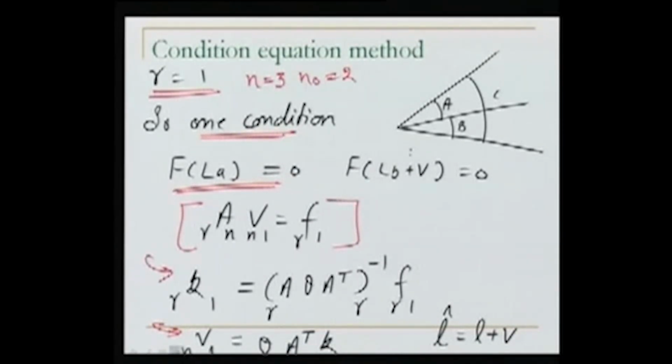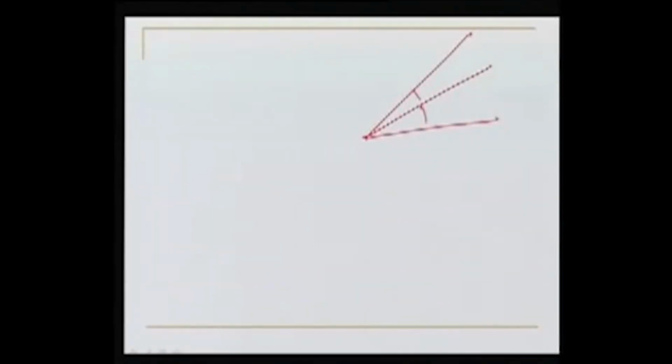Let's write the condition. Our observations are A and B, and C is the third observation. Now what is the condition here? The condition here I can write as C hat minus A hat plus B hat should be equal to 0. Is it not? Because these are the adjusted observations, or the estimates of the observations.